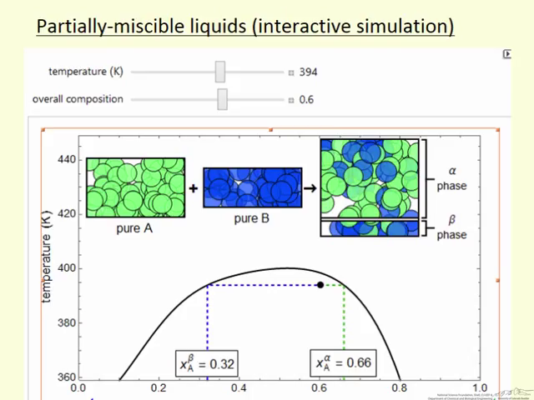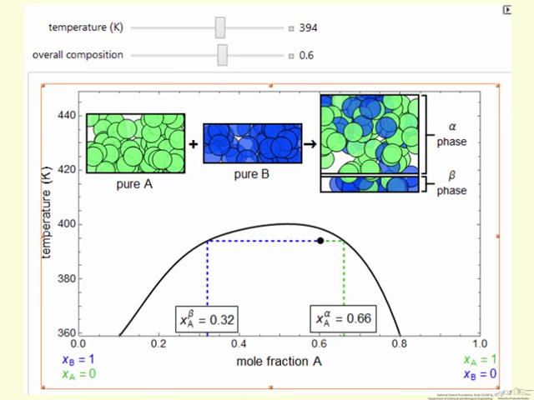I'm going to describe the simulation on the left that is a way to help visualize what we mean when we have partially miscible liquids. So let's look a little bit at the simulation. So this is a snapshot and it shows what we can change.